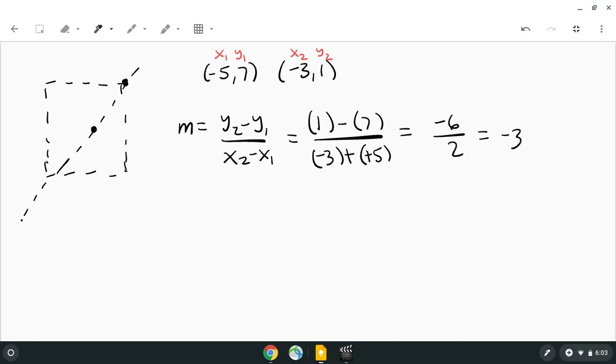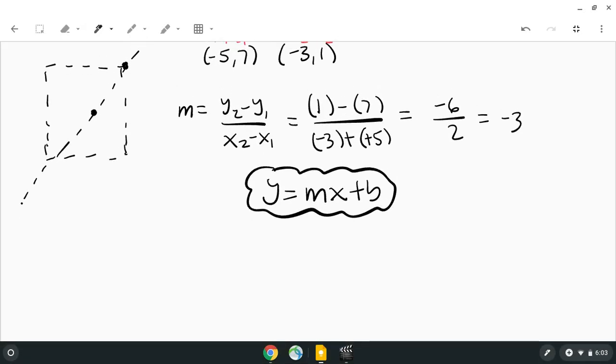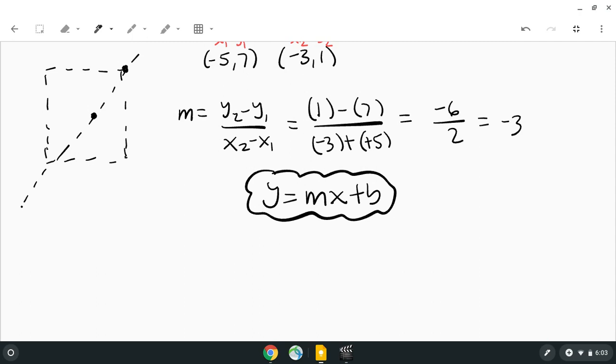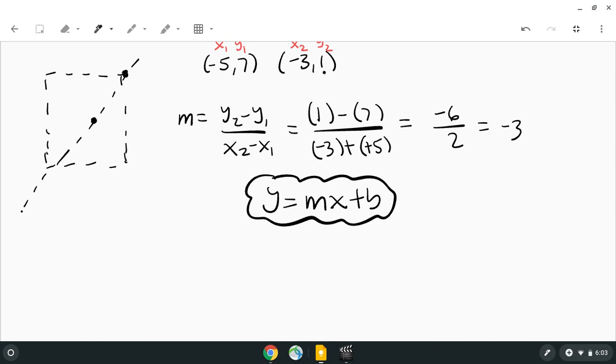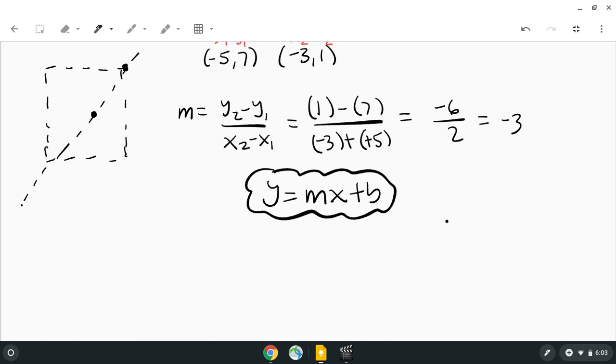So I am going to use the slope-intercept form, y = mx + b, to come up with my equation. I don't know what b is, but I do know m. M is -3. And I do know an x value and a y value. I can plug in these for my x and y, or I could use this one, -3 and 1. It doesn't matter which point you use, but pick one and stick with it. All right, so I'm going to use this one.